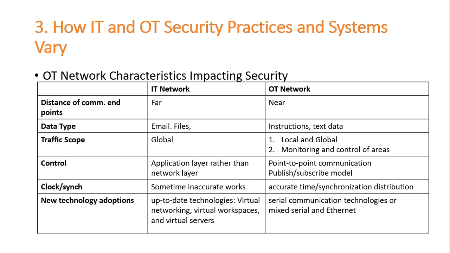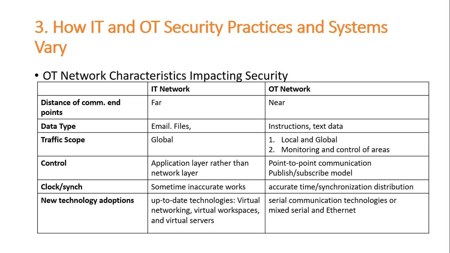Today we are going to see how IT and OT security practices take place and how they are different from each other. There are certain parameters, and based on these parameters we are going to discuss the differences between the IT network and the OT network. The first difference is the distance of communication endpoints. As you know, IT is globally distributed and OT is not. OT is only small scale, in an industry or a factory, within a single city or multiple cities. But IT is geographically located all around the world. So the distance between communication points is very far in IT networks and very small in OT networks.